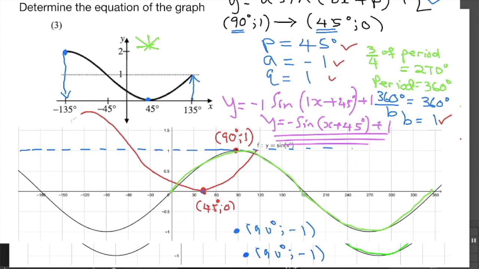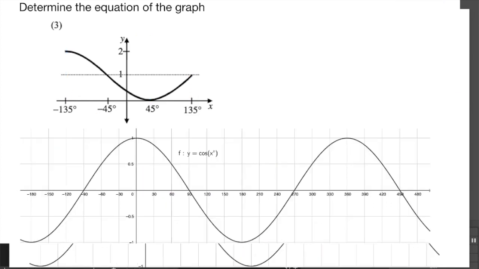So this is for somebody who assumed sine right from the beginning. But what about somebody who thinks this is cosine? Let me show you what will happen if you think this is cosine. Once again, I'm just going to draw the required graph there. That point minus 45 is somewhere here. So we are looking for the equation of this graph.